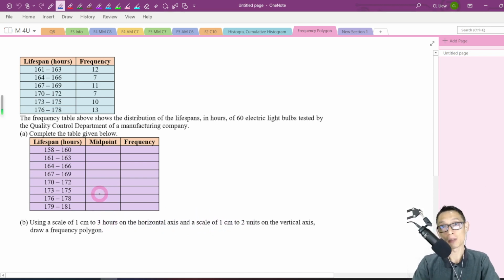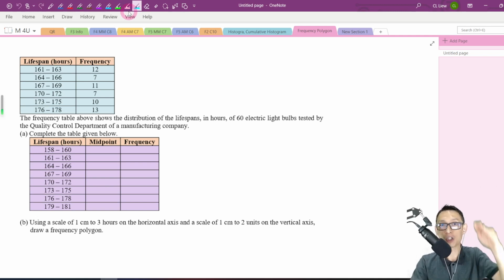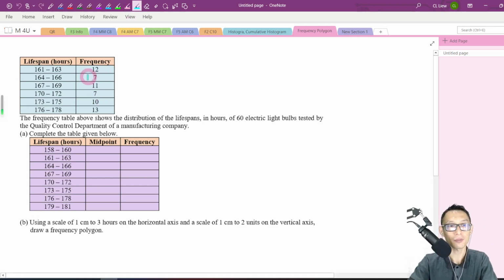To draw a frequency polygon, we need the midpoint. Don't forget, a polygon is a closed shape formed by straight lines, so we definitely need to draw straight lines. Very important, we need to add one class interval before the first class interval and another class interval after the last class interval so that we have a closed shape.